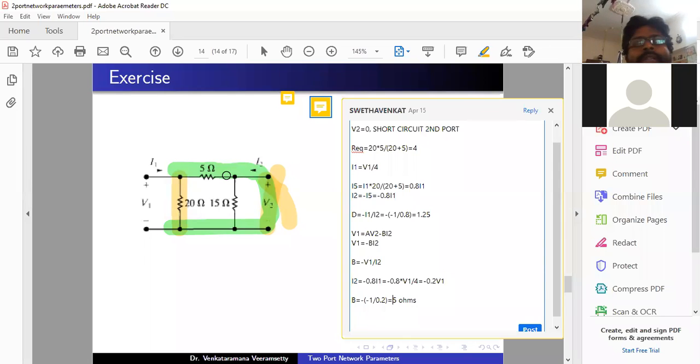Whatever the input voltage or input current may be, the two-port network parameters remain constant. The two-port network parameters will change only if you change the value of the passive elements incorporated in the two-port network.